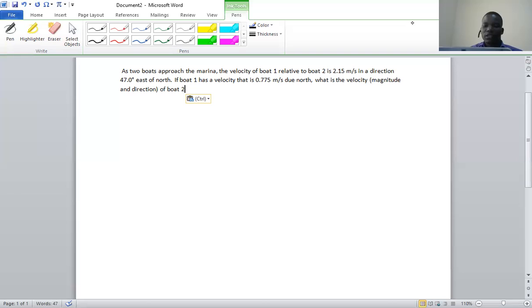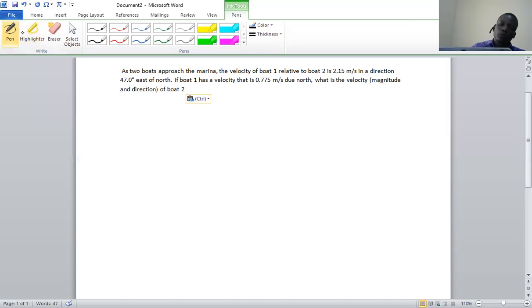Okay, so we are dealing with this question about relative motion. As two boats approach the marina, the velocity of boat 1 relative to boat 2 is 2.15 meters per second in the direction 47 degrees east of north. If boat 1 has a velocity that is 0.775 meters per second due north, what is the velocity, meaning the magnitude and direction, of boat 2?